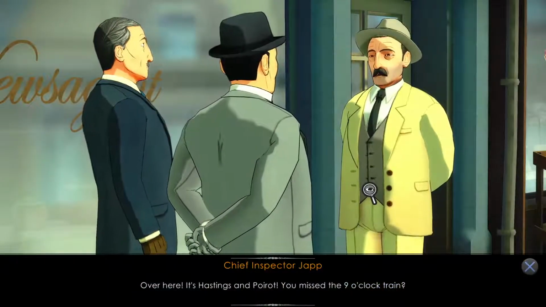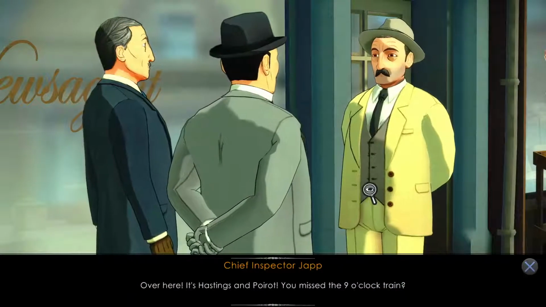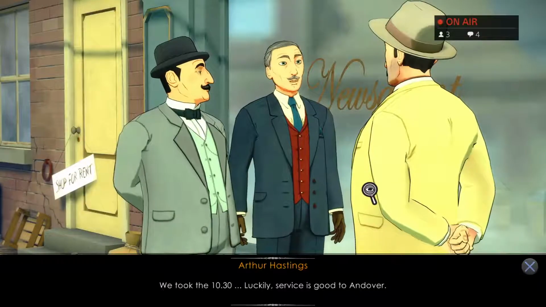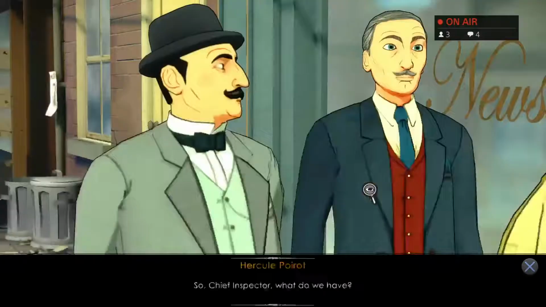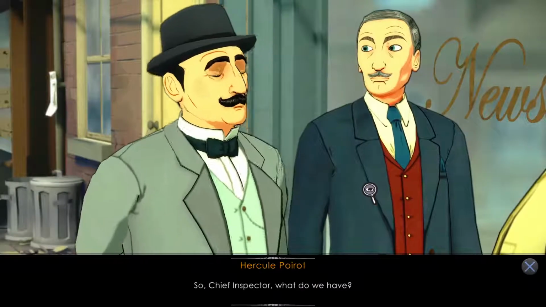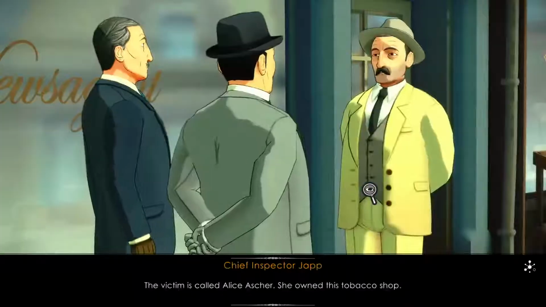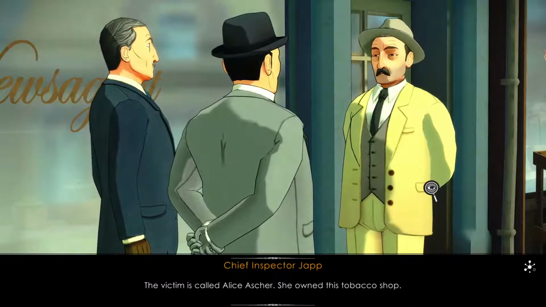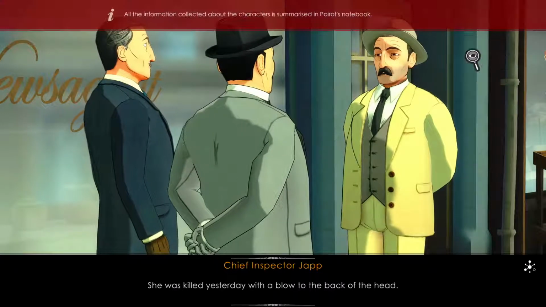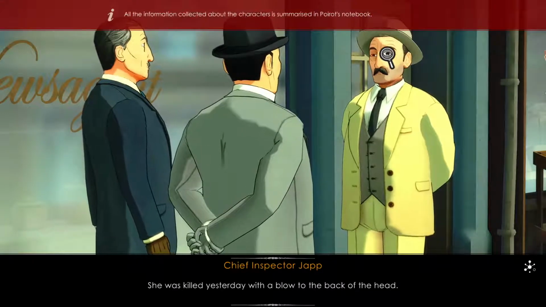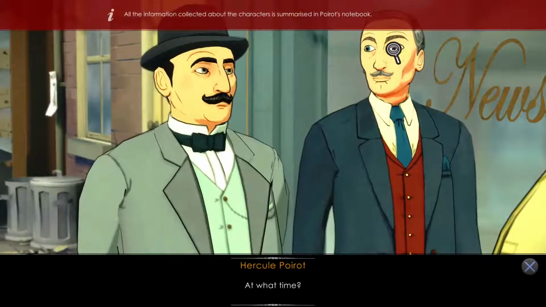Hastings and Poirot. You missed the 9 o'clock train? We took the 10:30. Luckily, the service is good. So, Chief Inspector, what do we have? The victim is called Alice Asher. She owned this tobacco shop. She was killed yesterday with a blow to the back of the head. At what time? Let me just check.